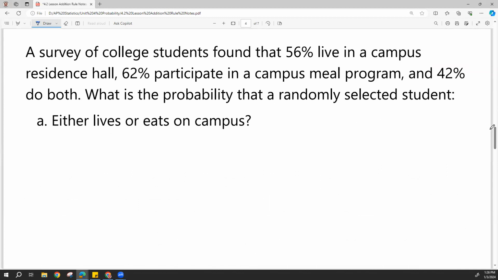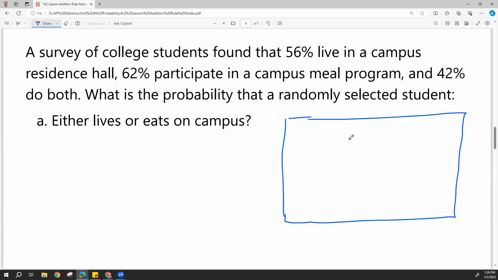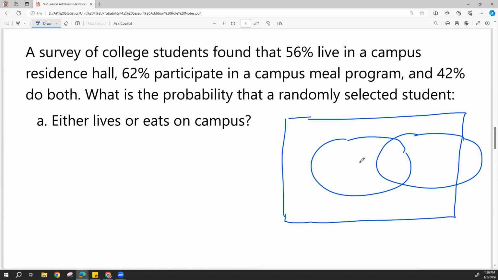So we have this survey done of college students. Some of them live on campus. Some of them are in a meal program, and some of them do both. And so if I did a quick Venn diagram, it's not something that's required, but it's sort of a helpful visual, and it could look as awful as mine, or maybe a little bit better. I am using a tablet. So I am going to do R for residence hall and M for meal program.